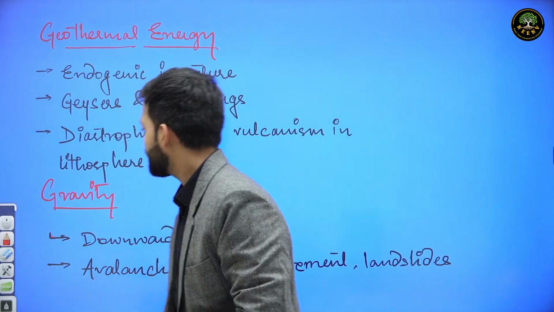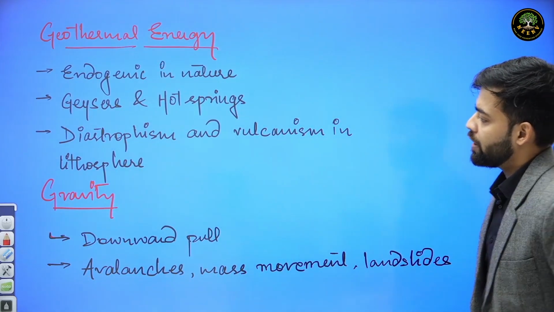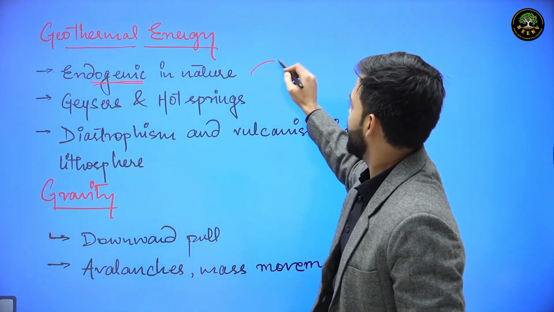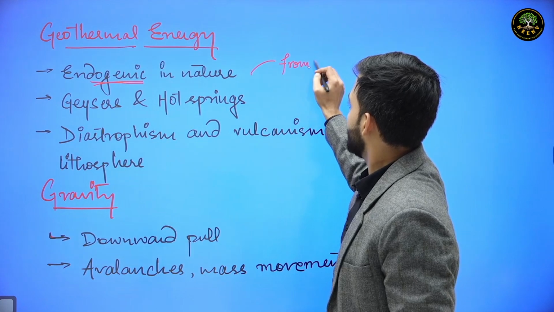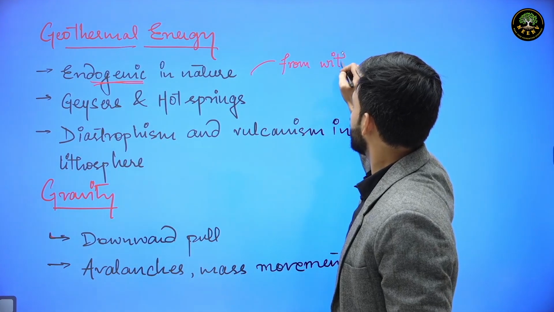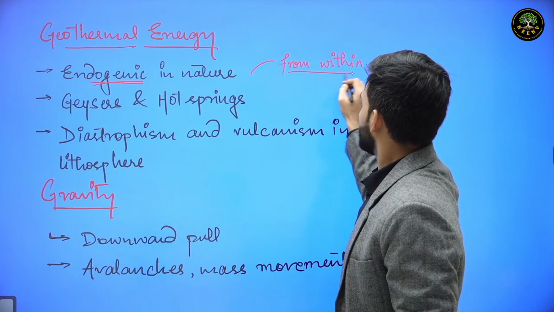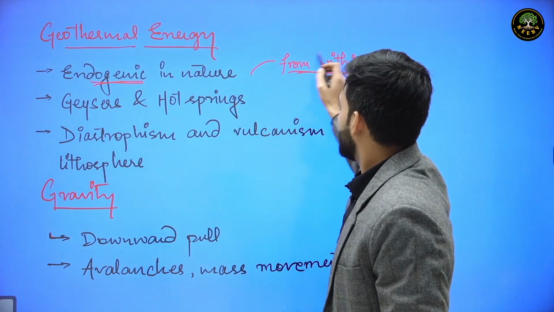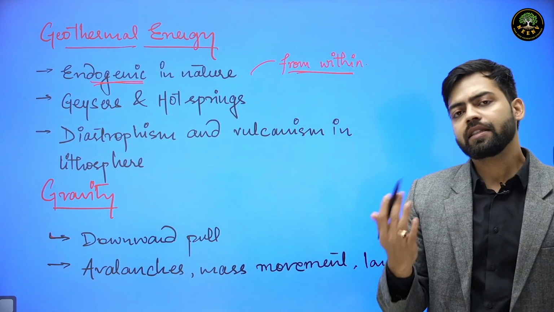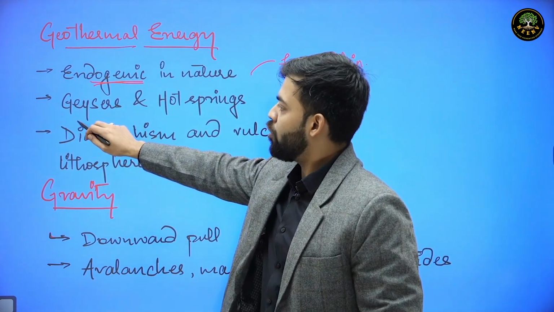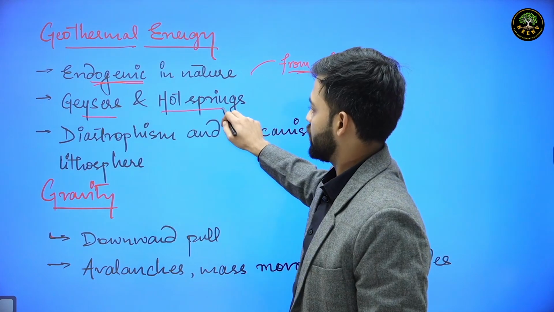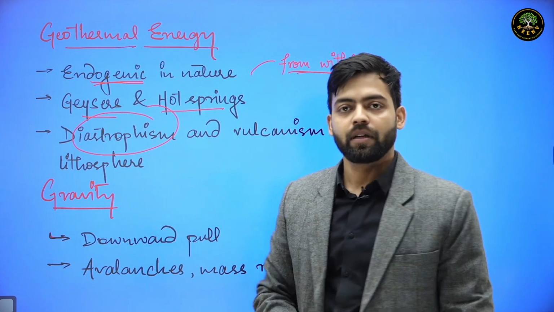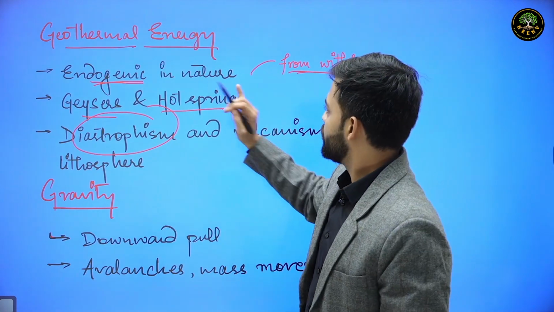If we see geothermal energy, it is basically endogenic in nature, that is generating from within, whereas exogenic is an external factor. So heat generated from within the Earth is geothermal energy. This gives rise to various kinds of landforms, that is geysers and hot springs. Also, diastrophism and volcanism in the lithosphere occur due to geothermal energy.